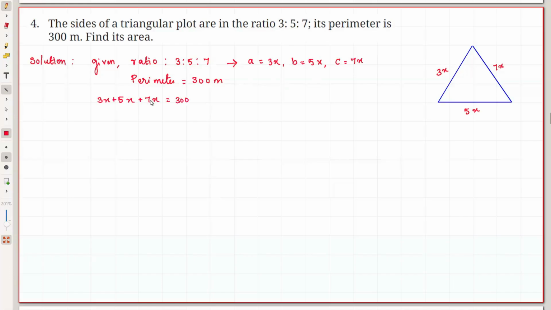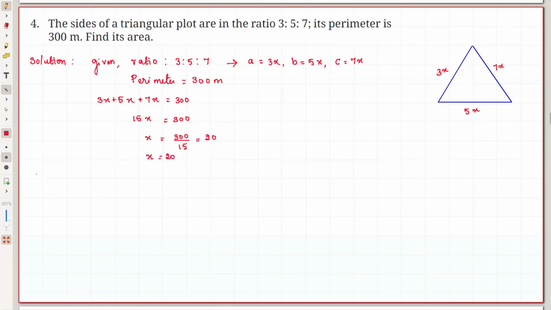Now 7 plus 3 is 10, so total 15. So 15x is equal to 300. Now x is equal to 300 divided by 15. So 2 15s are 30, 1 0, so 20. Now x is equal to 20. If x is equal to 20, we can find out all the sides.